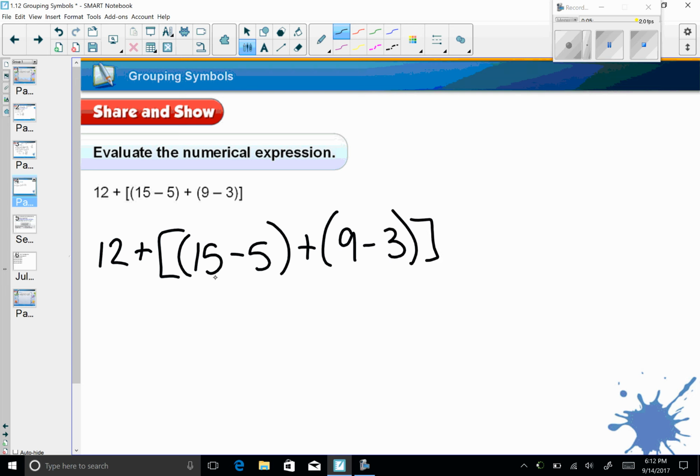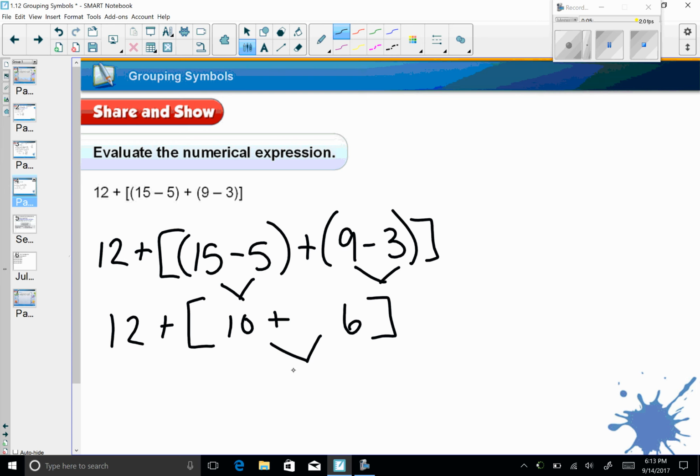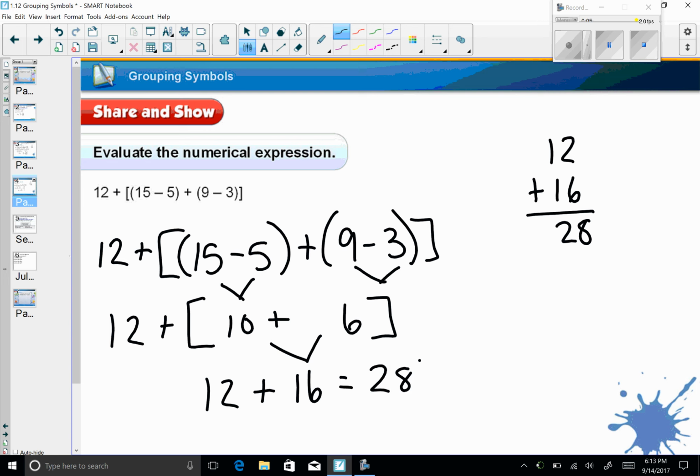And so I start with my parentheses. All right. Keeping my brackets, and then 12 plus. Going down, solving brackets next. I have 16, bring down the rest. 12 plus 16 equals 28, and so my answer is 28.